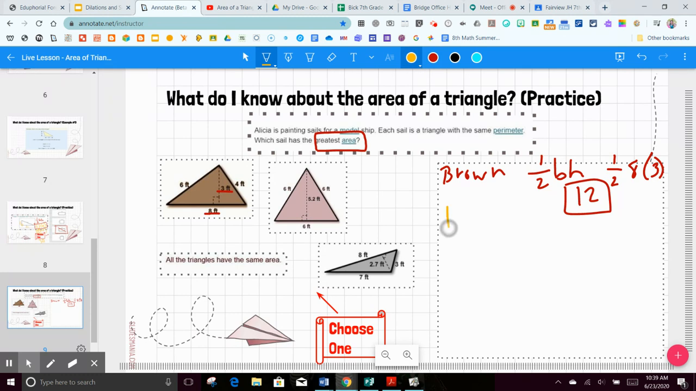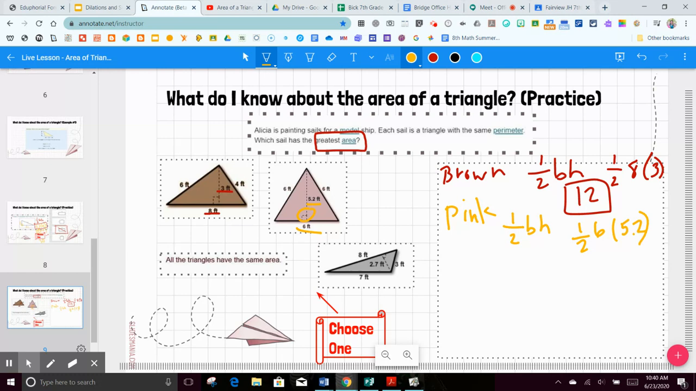We can call that pink. I don't really know what color that is. Mauve, maybe. The pink triangle, we're still gonna start with the same formula every time: 1/2 base times height. So I'm going to find my right angle, then find my base and my height. So I'm gonna have 1/2 times 6 times 5.2.